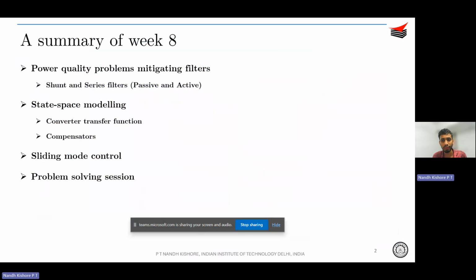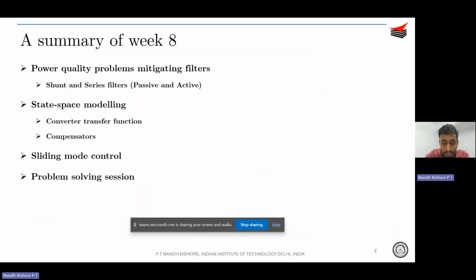So if it's a shunt filter, the combination of L and C presents a very low impedance for that particular frequency of current, so that current gets shunted out. Or if it's a series filter, it would provide a huge impedance for that particular frequency. The idea is that you tune your L and C values. Basically, you do a kind of resonance. So this is about your passive filters.